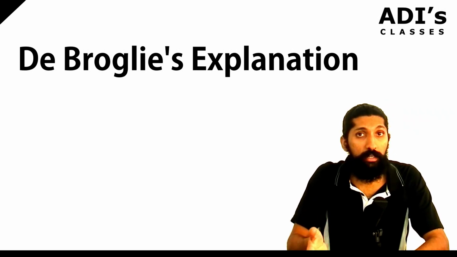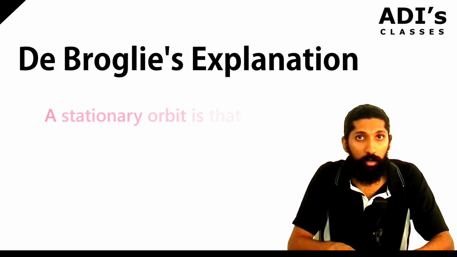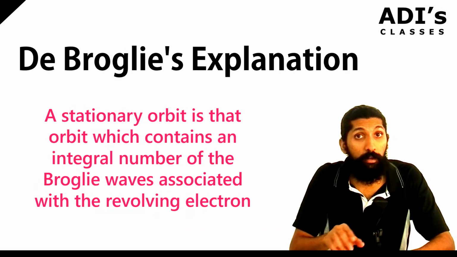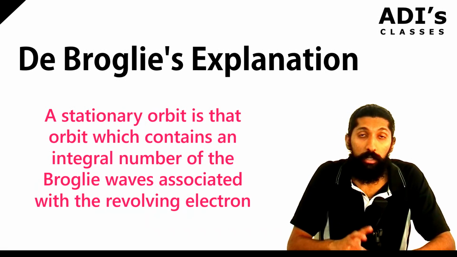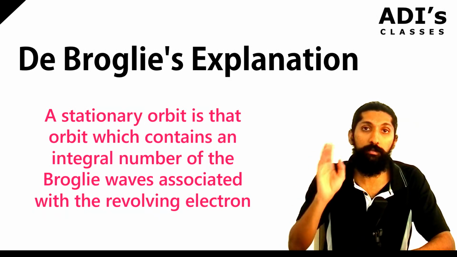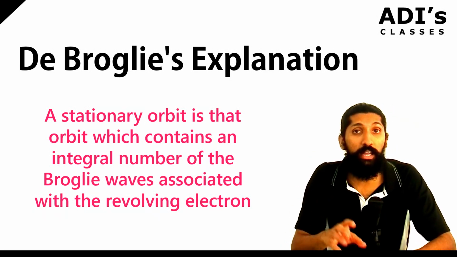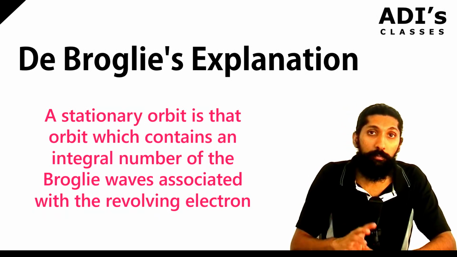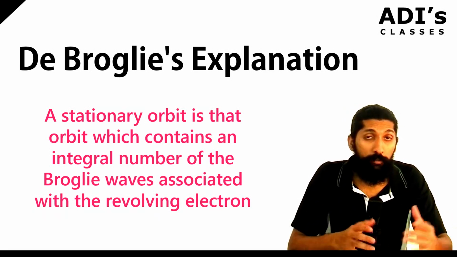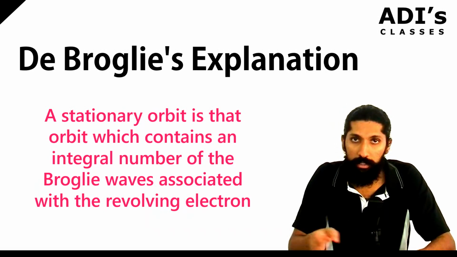Now, what exactly is this? What it states is that a stationary orbit is that particular orbit where the de Broglie wavelength should be an integral multiple of the circumference we have. A stationary orbit is that which contains an integral multiple of de Broglie wavelengths. Okay, this is the basic meaning of the figure. Very easy to understand now. Correct? Let's do the math part.